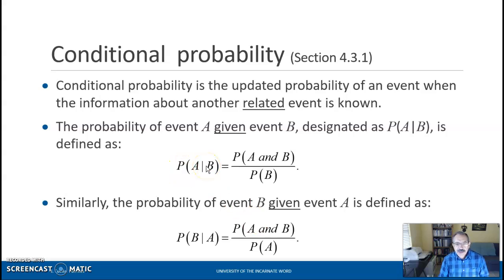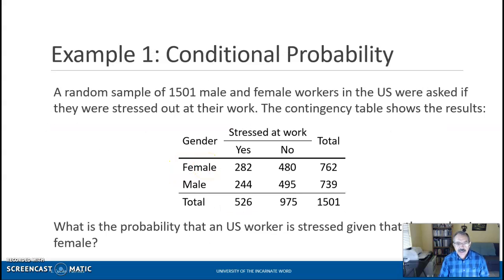All right, let's see how this works in a contingency table. Again, we're looking at the same contingency table as before, where we have the 1,501 workers in the US that were asked if they were stressed or not, and their gender recorded. So the question here is, what is the probability that a US worker is stressed given that the worker is a female?